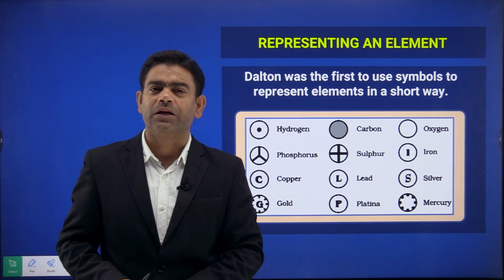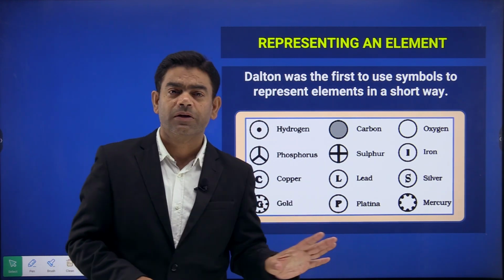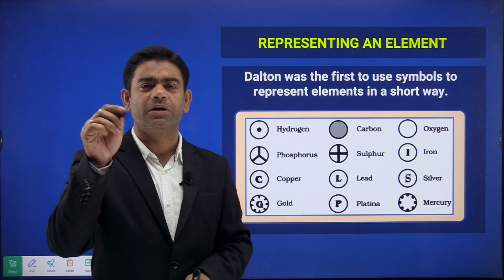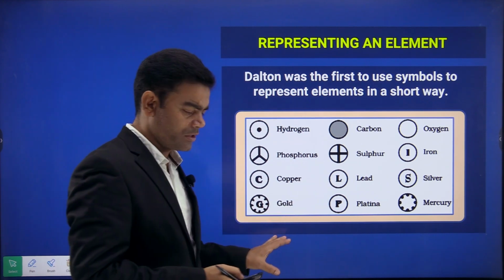So people started thinking about some alternate way, but we started with symbols. Symbols se humne elements ko represent karna start kar diya. Kisi chemical reaction mein likhna hota to, yeah, symbol this reacts with this and we are getting this. So symbols ko humne use karna start kiya.